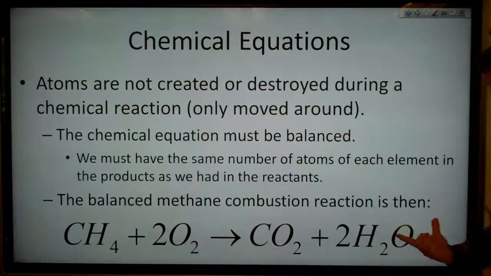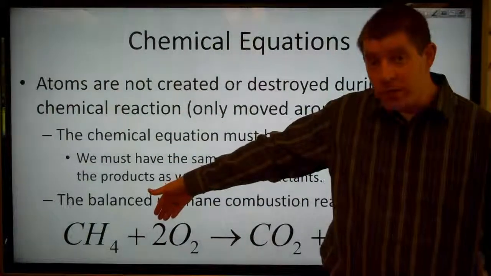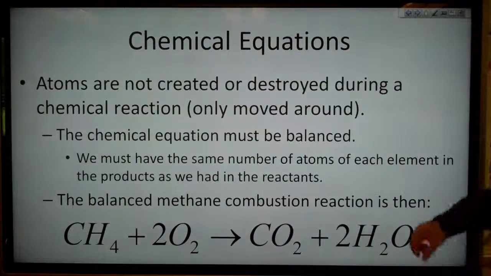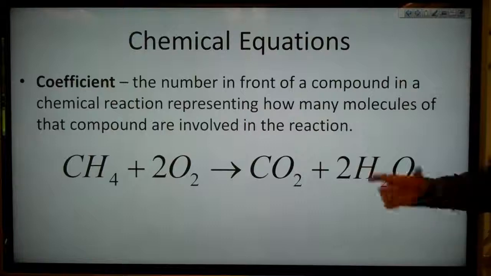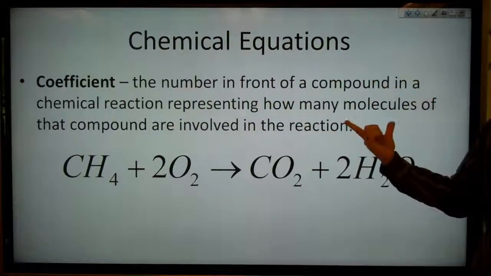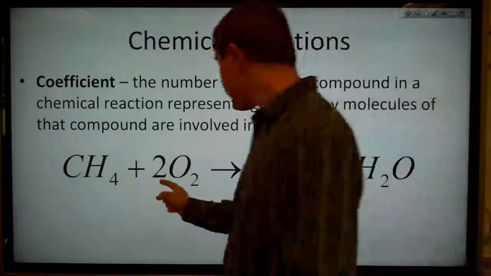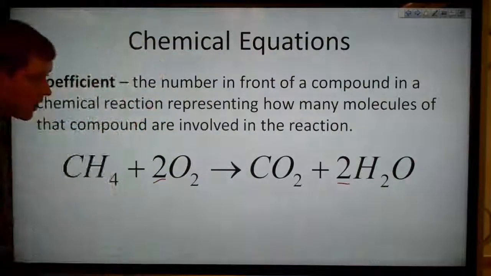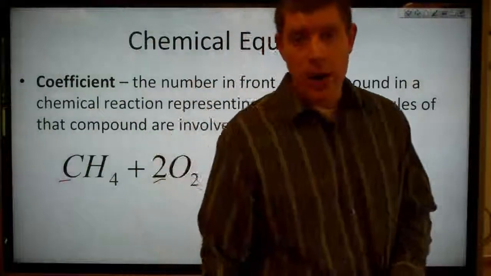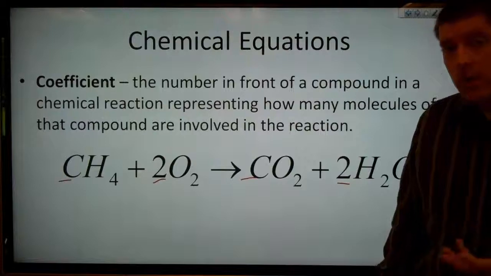So the balanced methane combustion reaction looks like this. We've added a 2 coefficient in front of the oxygen and a 2 coefficient in front of the water. Again, the coefficient is the number in front of a compound in a chemical reaction that represents how many molecules of that compound are involved in that reaction. We haven't written anything in front of the 2 carbon-containing compounds, because we're assuming there that we have 1.